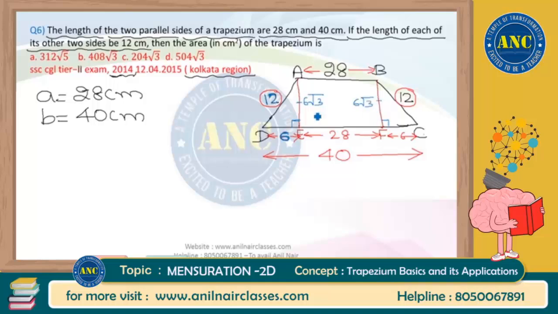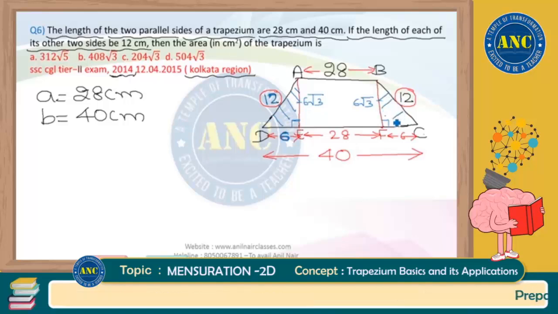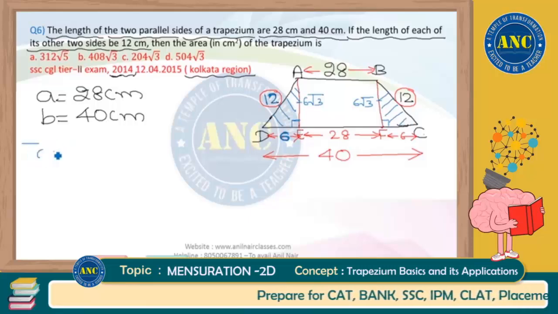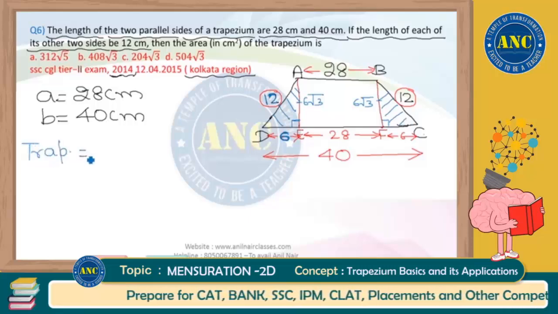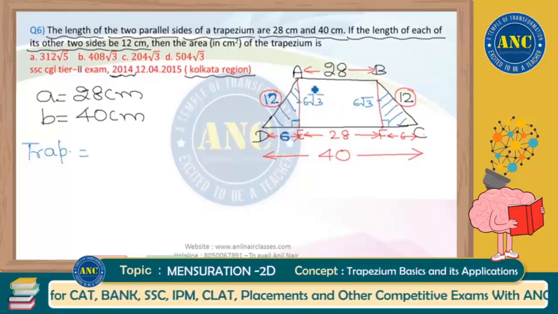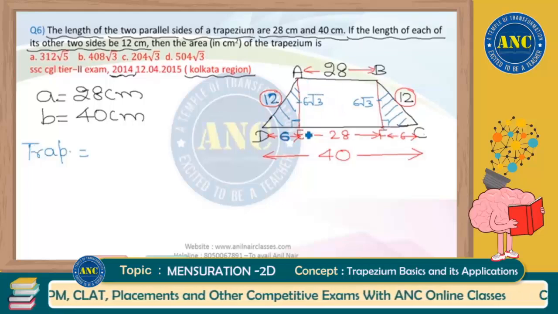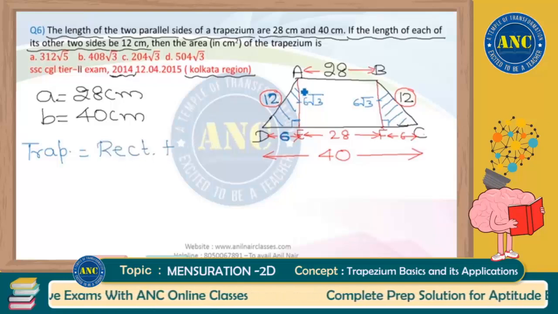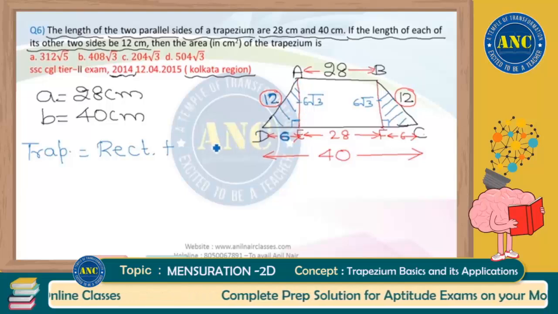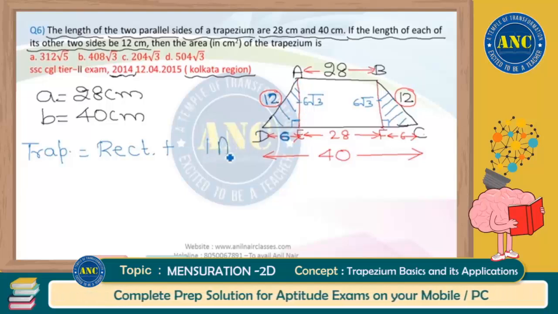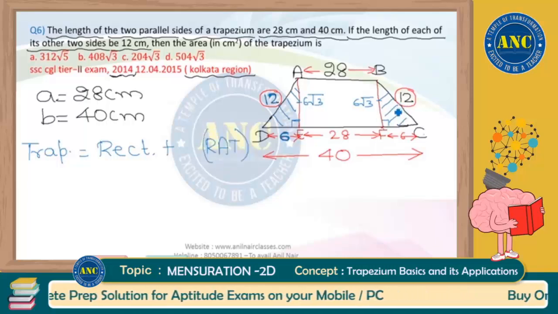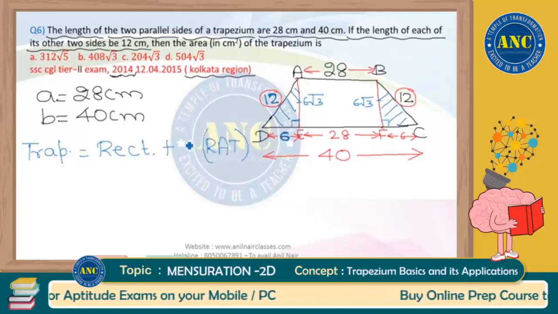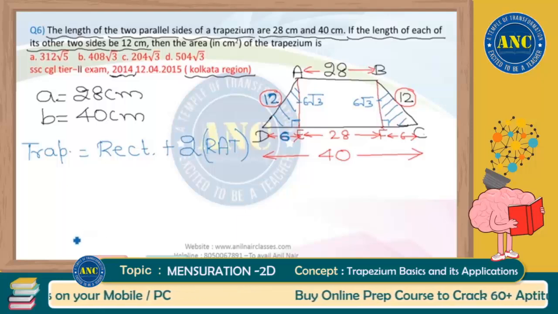So can I say that this left hand side triangle and this right hand side triangle both have the same area? That means the total area of the trapezium is equal to the area of the rectangle ABFC plus the area of this right angled triangle ADE. The two right angled triangles have the same area, so I can multiply this right angled triangle's area by 2.